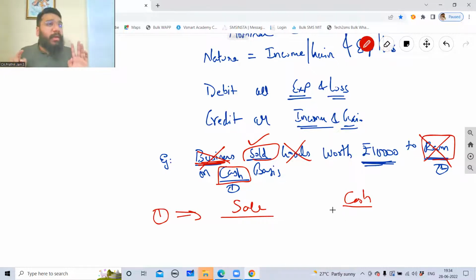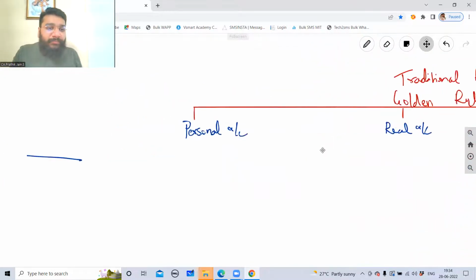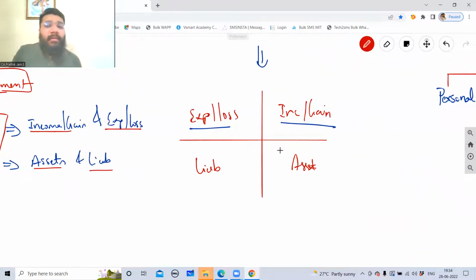Now, these 2 accounts, guys, you'll be able to classify in any one of the 4 quadrants. We have 4 quadrants. So sale belongs to which quadrant? Sale belongs to the income quadrant. Cash belongs to Asset.